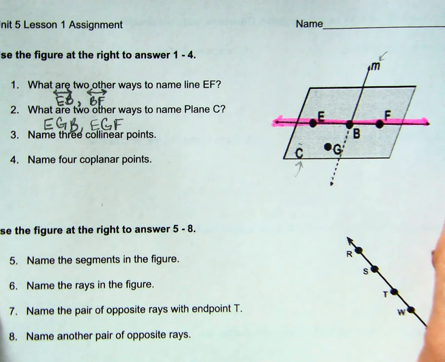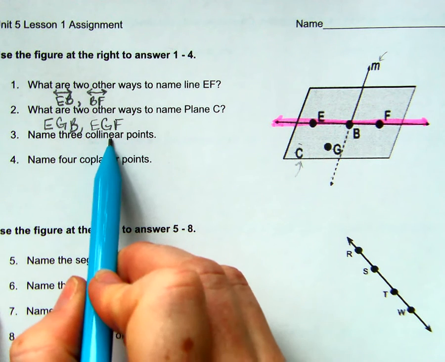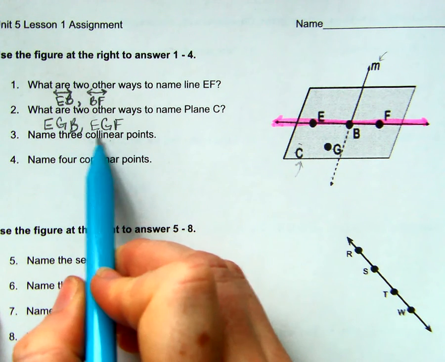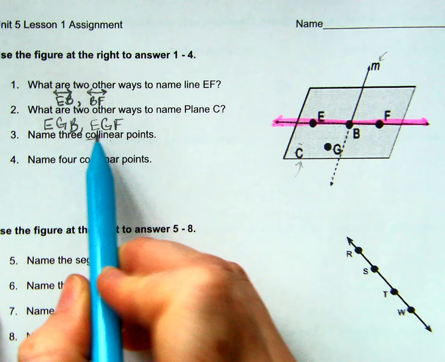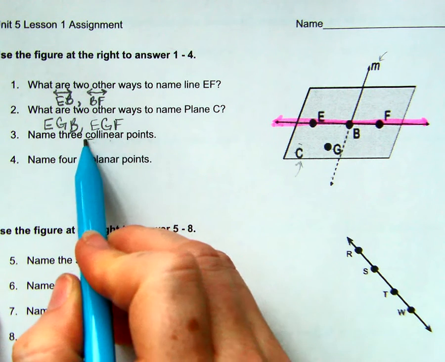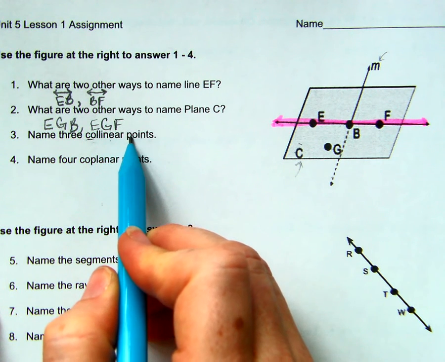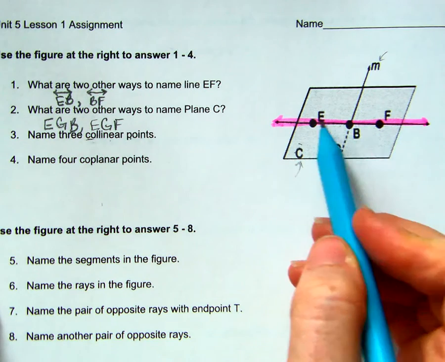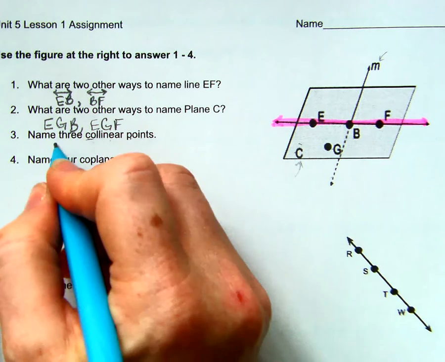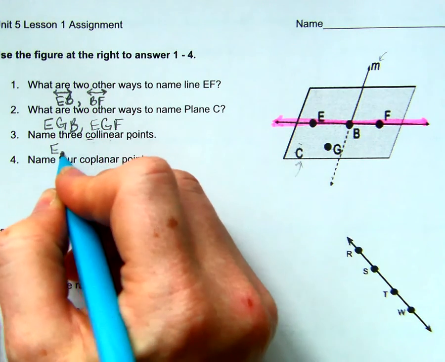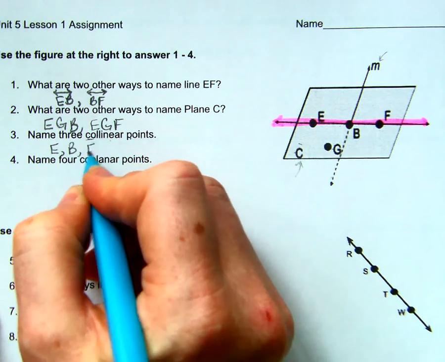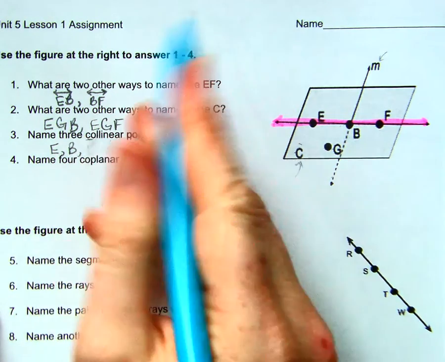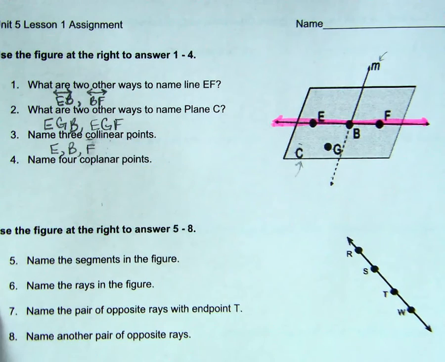Number 3 says name 3 collinear points. So remember, collinear points means on the same line. So remember, co means together. So we have points together on the same line. So if I look at this, here's my line, right? So I have E, B, and F. And remember, they're points, so I'm going to separate them by commas. E, B, and F. Here we go.